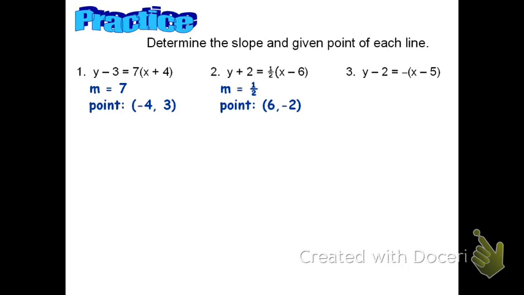The last example looks a little different because there's no number in front of the parentheses. I have a minus sign. Having a minus sign is basically the same as a negative 1. This tells me that the slope of this line would be negative 1. The coordinate would be (5, 2). I know they're both positives because we have x minus 5 and y minus 2.